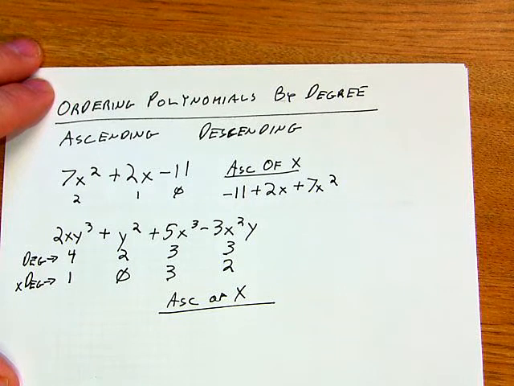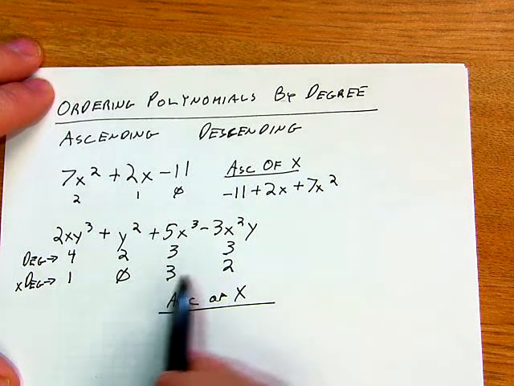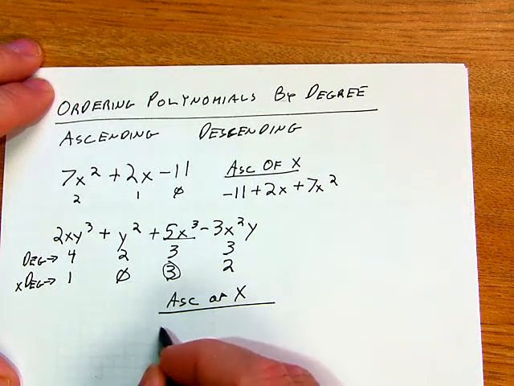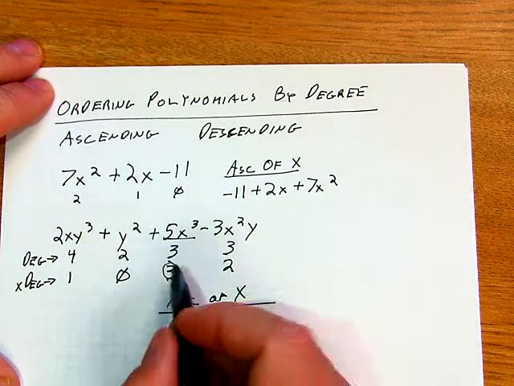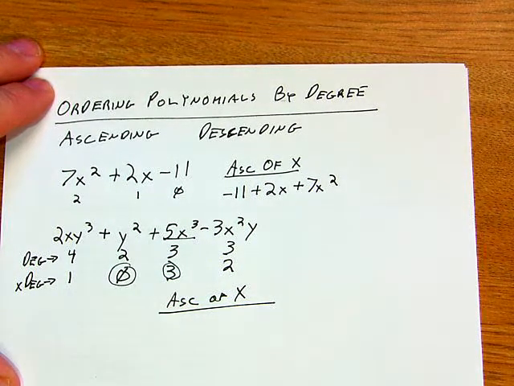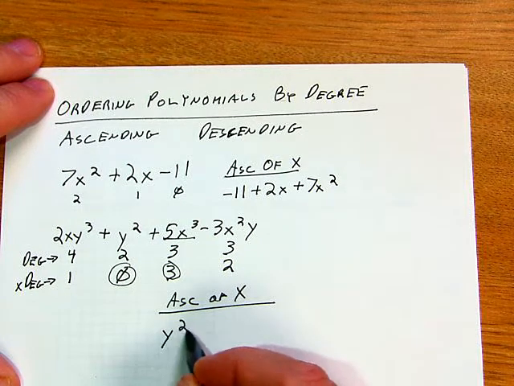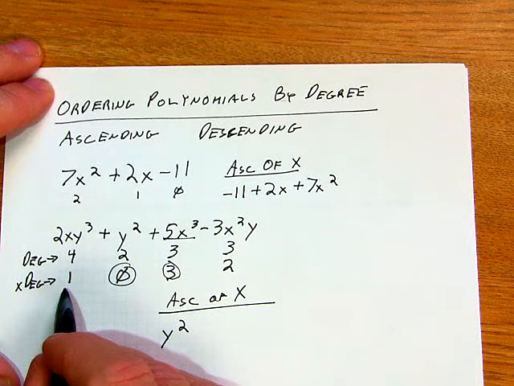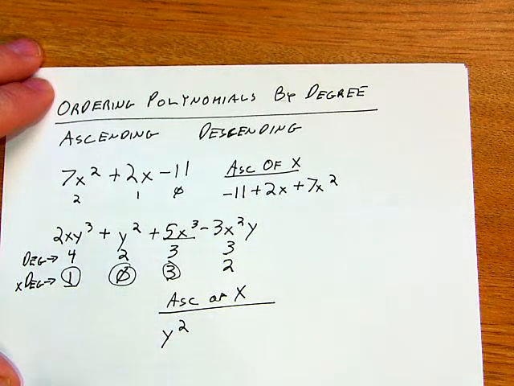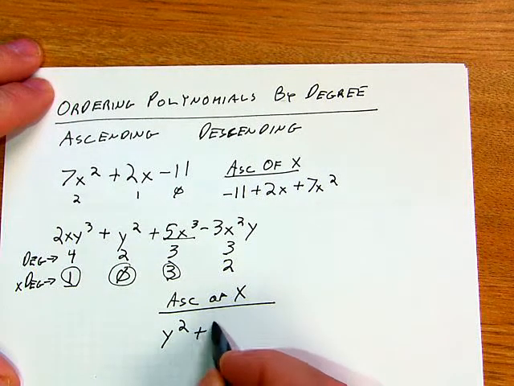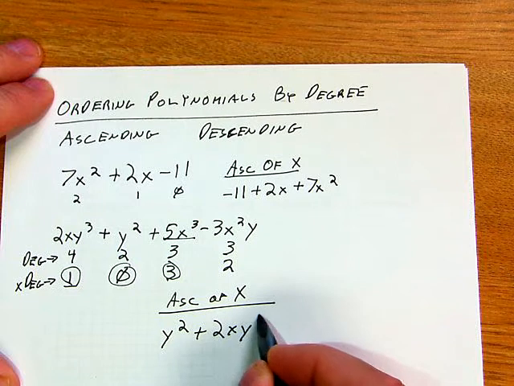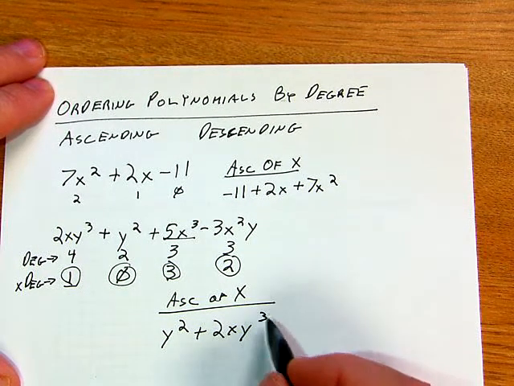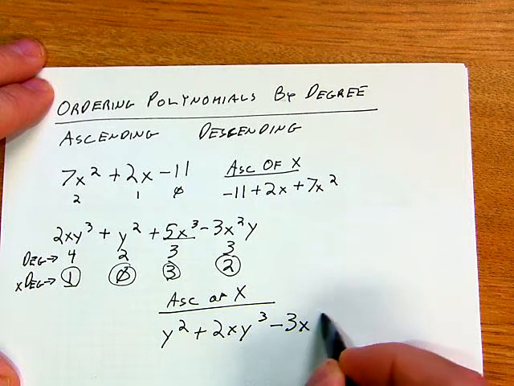Okay, so the ascending order of x would be, which is the largest x? This is the largest x. So this term is first. Smallest term, start with a 0. So we'd start with y squared. That was that term. Now what's the next one? The next one would be the 1. So plus 2xy to the third. The next one is 2, so minus 3x squared y.